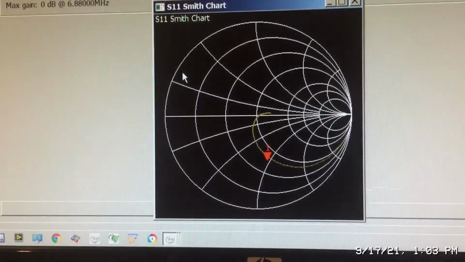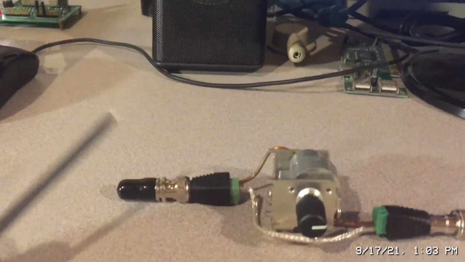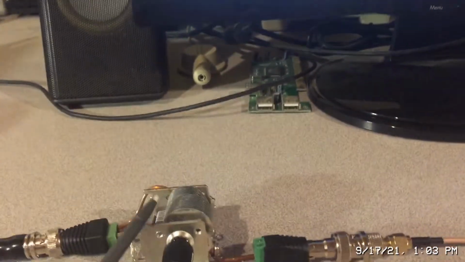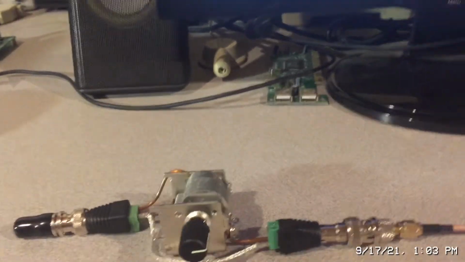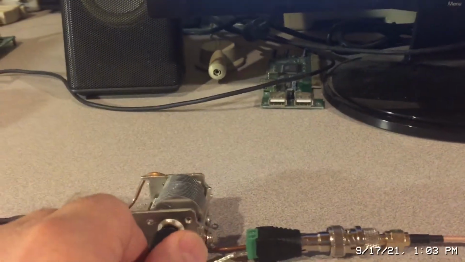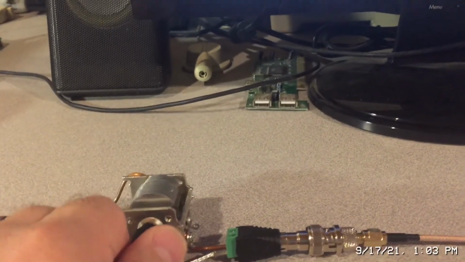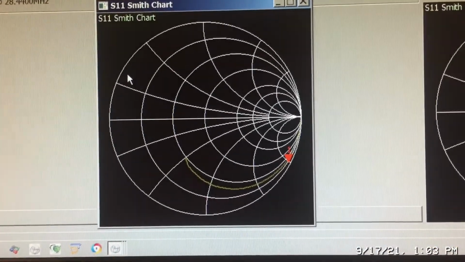Okay, so right now we've got the same kind of setup. Here's my 50 ohm load, and we just have a series capacitor in line with the real part, the 50 ohms, and I can adjust the capacitance accordingly. Okay, so let's go back and look at the Smith chart. Let's see what happens here.